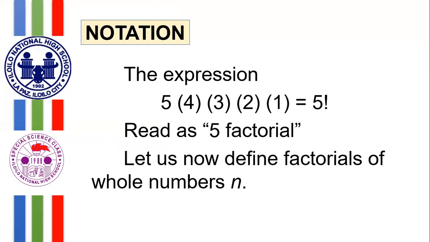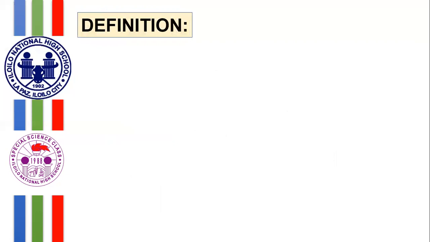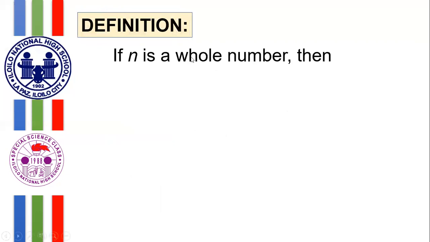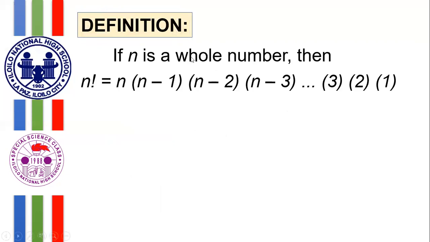And let us now define factorials of whole numbers n. That is, if n is a whole number, then n factorial is simply equal to the product of all whole numbers from n all the way down until 1. That is, n factorial equals n times n minus 1 times n minus 2 times n minus 3 all the way until 3 times 2 times 1.